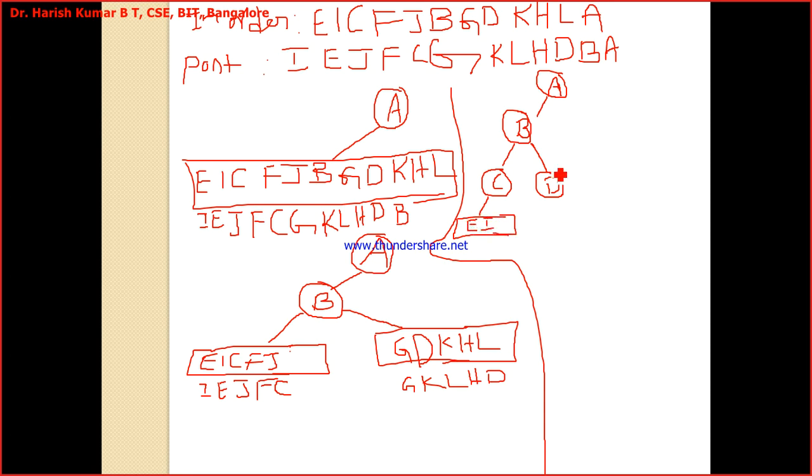Okay, and similarly, if I take this C, what is there before B? B is already there. B is already here. Now F and J, they take the position in the right subtree of C. It is F and J. Next is D.